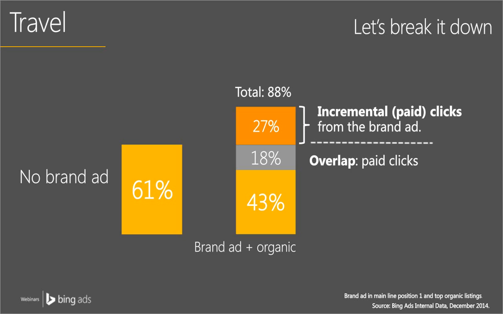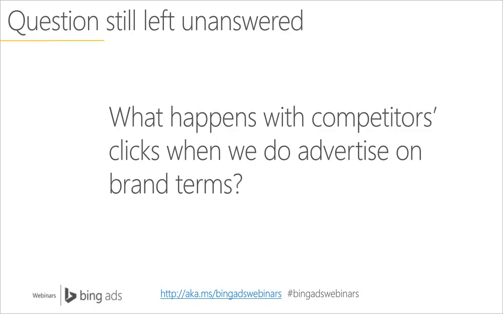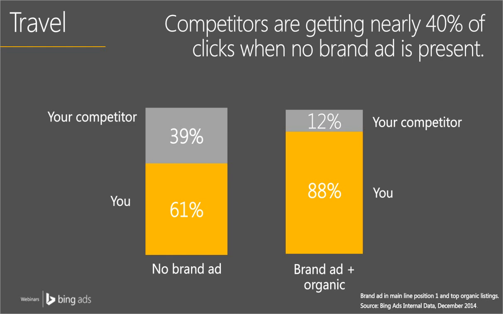Yeah, let's take a close look at that competitor angle that you mentioned. Brilliant. So here's some data on that. What we saw is that if the brand owner does not advertise, competitors are getting 39% of the clicks. But if the brand owner does advertise, then the competitors will get 12% of the clicks. So that is less than a third.